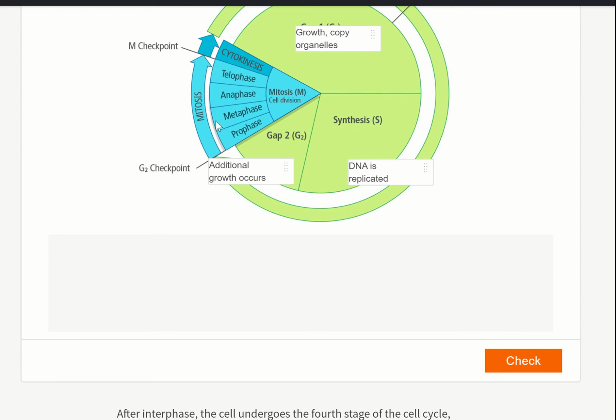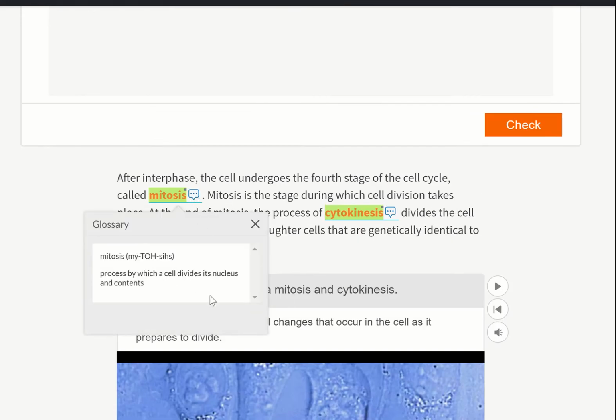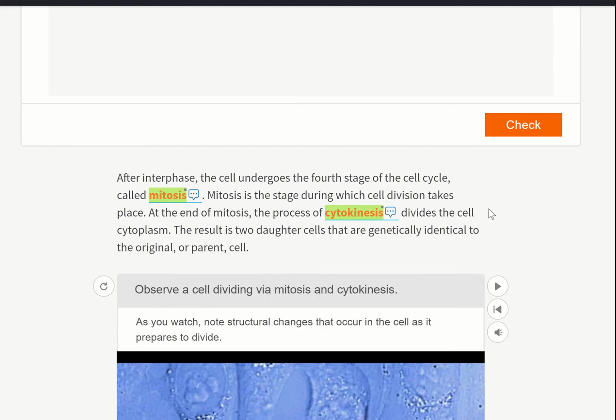cytokinesis. This is where that DNA and the cell are going to split in half, and these are going to separate from one another. So as we scroll down, the definition of mitosis is the process by which the cell divides the nucleus and its contents. And cytokinesis is the process by which the cell cytoplasm divides, but it's the actual cell and the membrane that is cytokinesis.